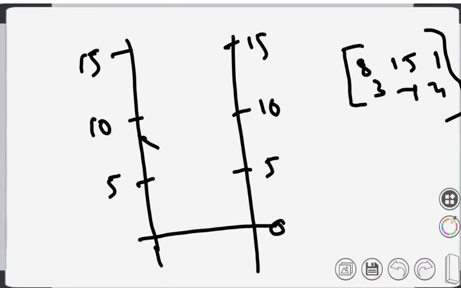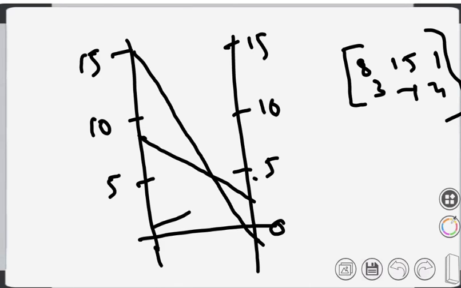8 and 3 is something like this. 15 and minus 1 is something like this, and 1 and 4 is something like this. Isn't it? In this case, we have to take the upper, oh sorry, in this case, you have to take the lower envelope.